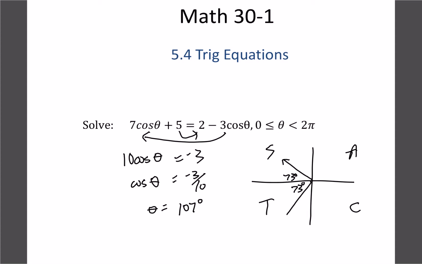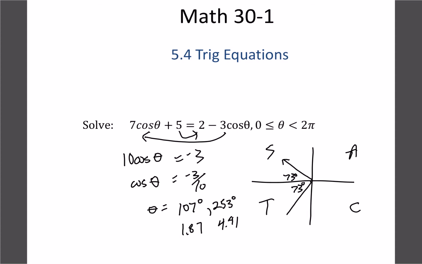So we should have 107 degrees, or if we convert that to radians, that would be 1.87 radians. And then we would also do 180 plus 73 degrees, which is 253. We can convert that to radians as well, times it by pi divided by 180, and we get 4.41 radians. So remember, doing these, we would solve the algebra, find your solution, use the CAST rule to find the other solutions, and that's it.